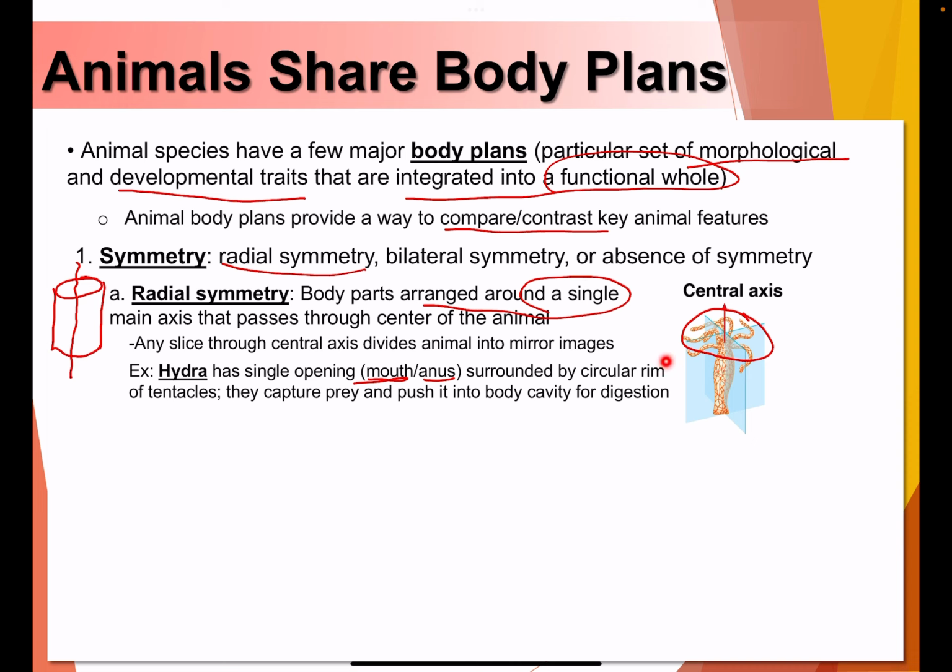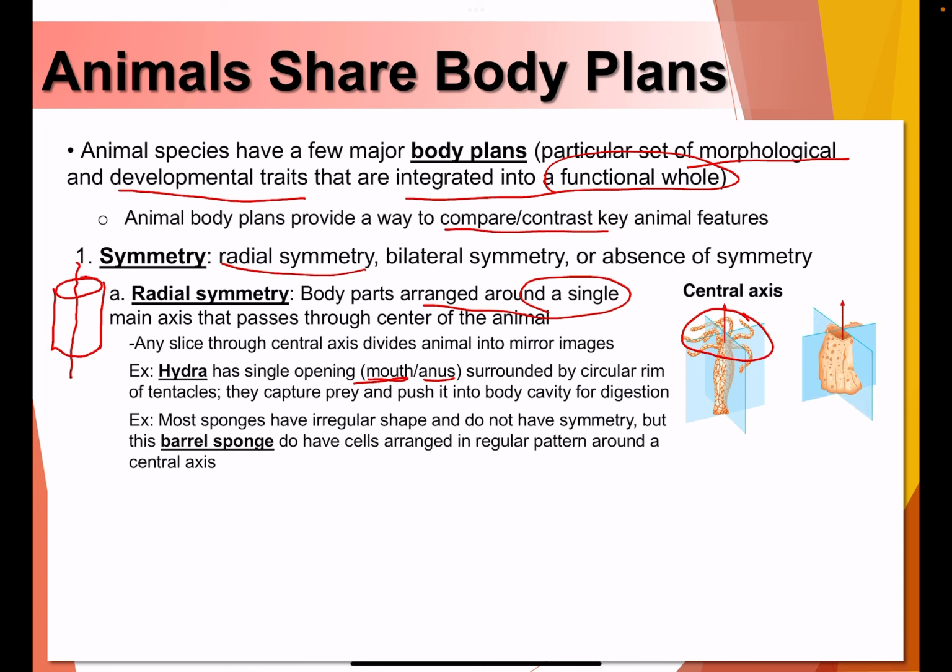If you were to cut it this way or this way down the animal, you will still have mirror images of the animal itself. Now, most sponges actually have an irregular shape, kind of like this. Rarely do we have sponges that are perfectly symmetrical, but not saying that there aren't. There is a specific sponge species called the barrel sponge, which literally looks like a barrel. They are arranged in a regular pattern around a central axis, so they still have radial symmetry.